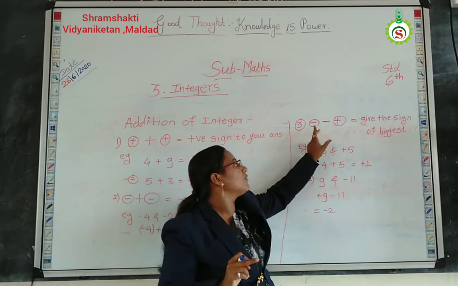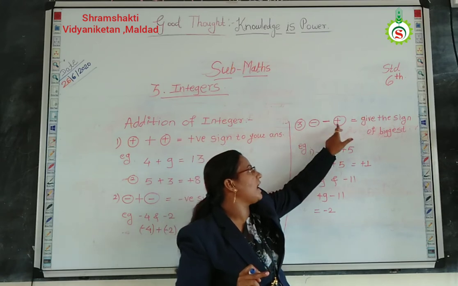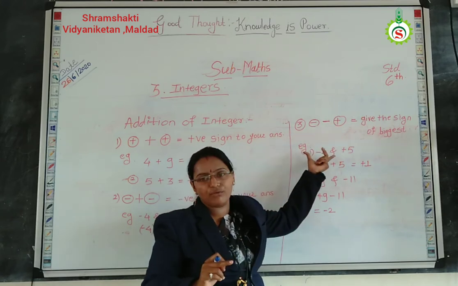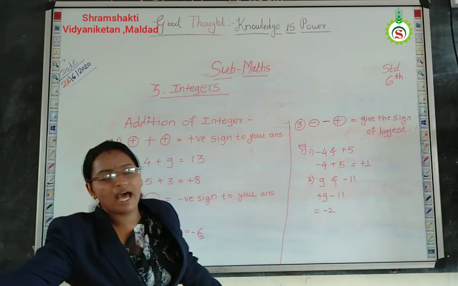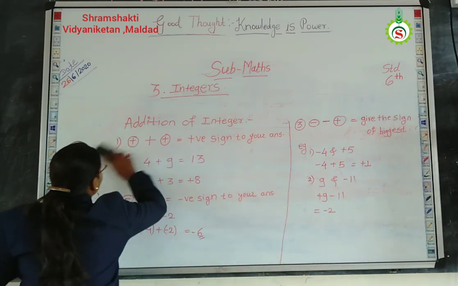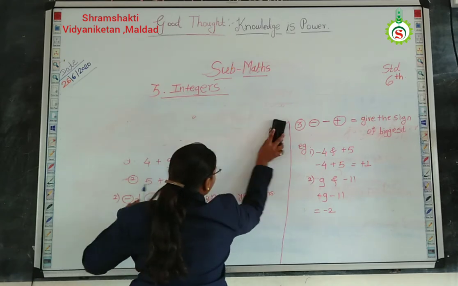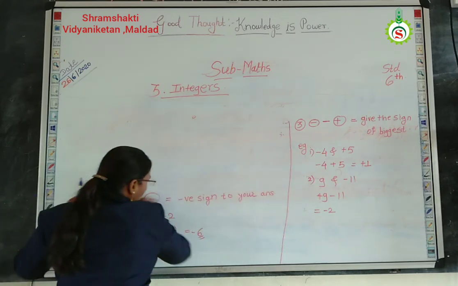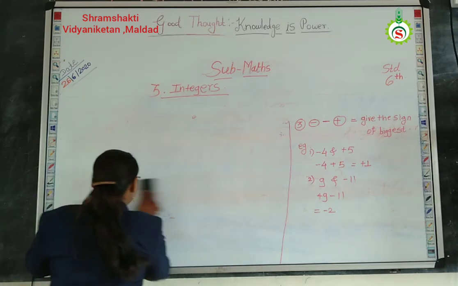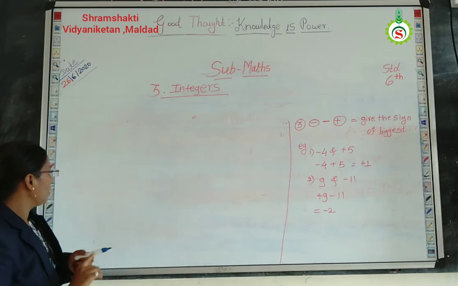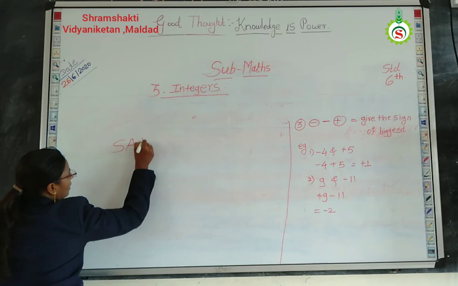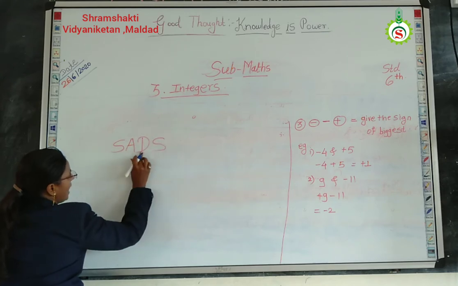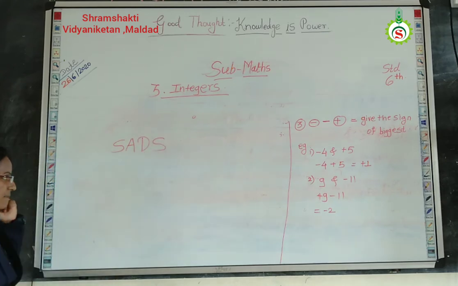If the first number has a positive sign and the other number has a negative sign, again we have to do subtraction and give the sign of the largest number. Simply we can say this in one word. How is this rule? Use SDAS. What does this SDAS mean?